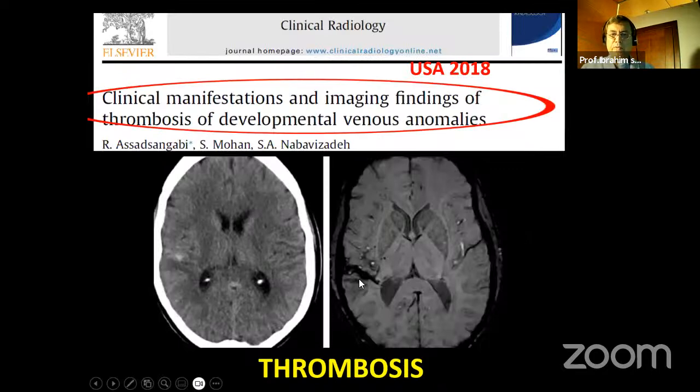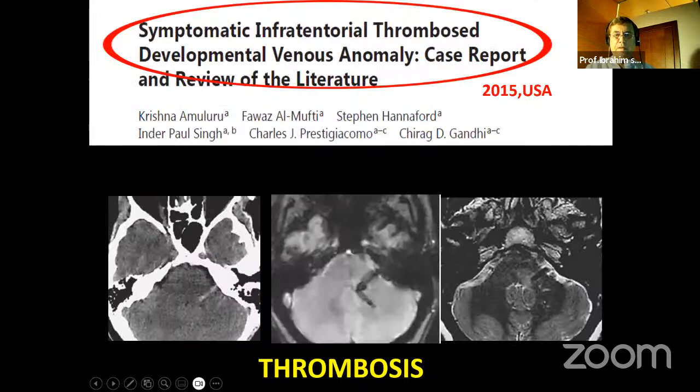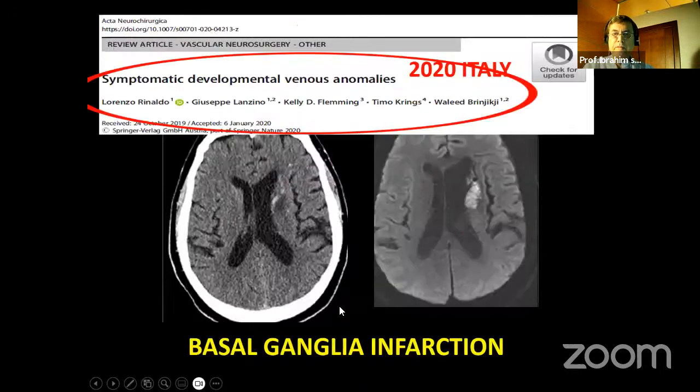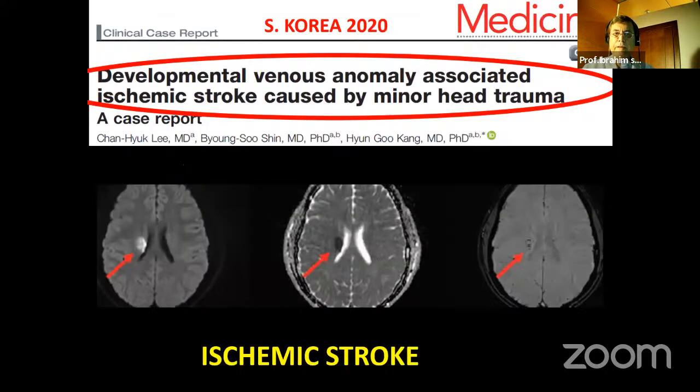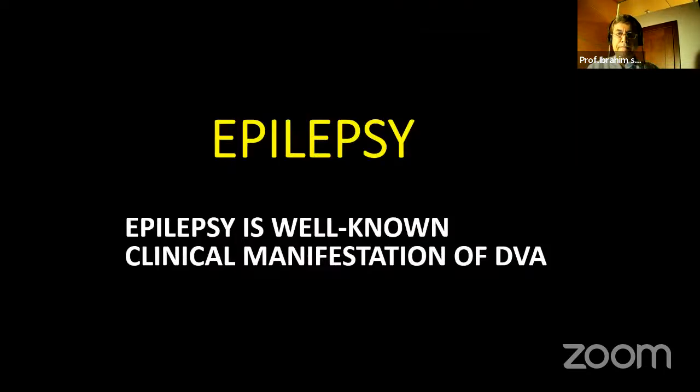They can present, as I said, with thrombosis, like in here. Thrombosis again. You can see the DVA, you can see the thrombosed part here. They can cause basal ganglion infarct, venous infarct. They can cause ischemic stroke. So these are established papers, not fiction, that DVAs can be symptomatic and they are really not benign.